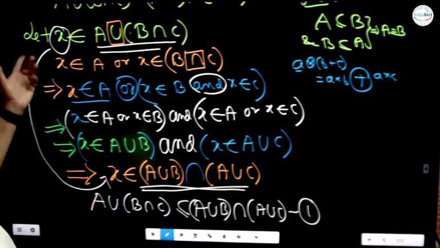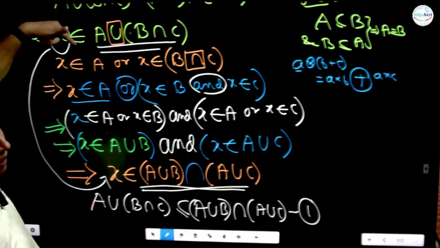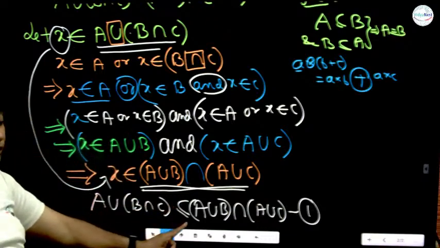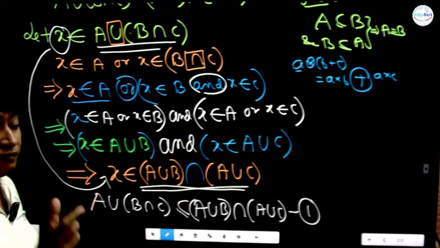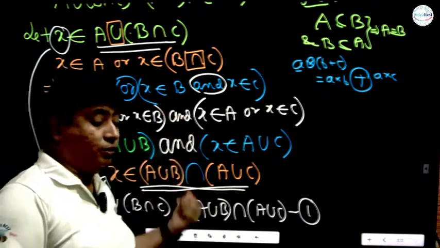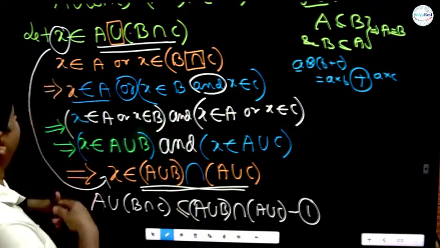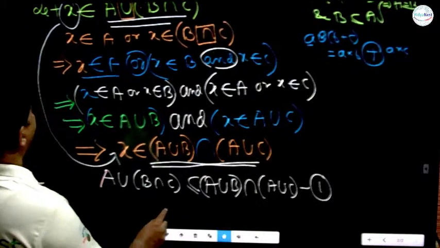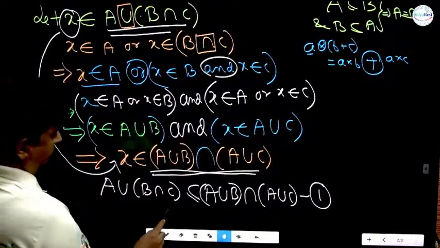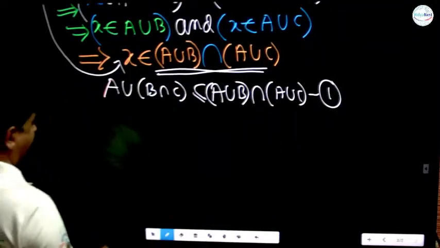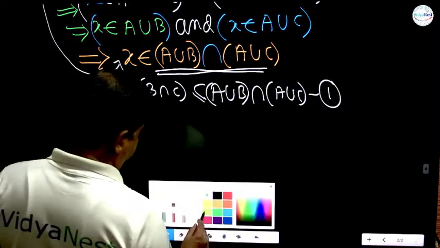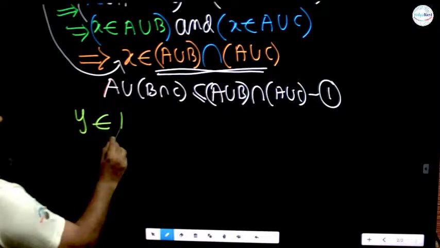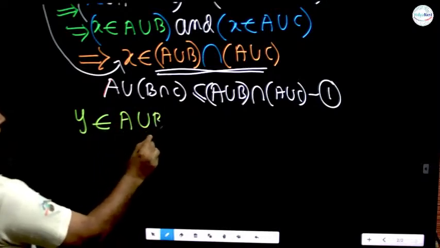Okay, sir. Now, I started from the left hand side and by simplifying I could reach the right hand side. Now, I will start from the right hand side and I will come to the left hand side. See, just the reverse method. What is the right hand side? This is the right hand side. Now, y belongs to the right hand side of this.